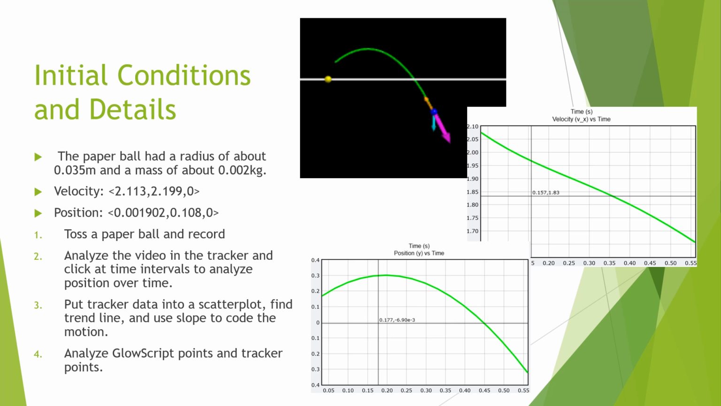Again, the goal of the lab was to toss a ball, analyze the points in Tracker, put the Tracker data in a scatter plot, then find the initial velocity, code it into GlowScript, and then analyze the two Tracker plots and the GlowScript plots. This is an image of our trajectory. These are other graphs from GlowScript.